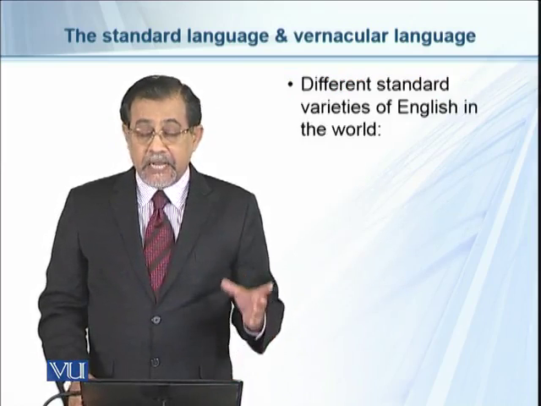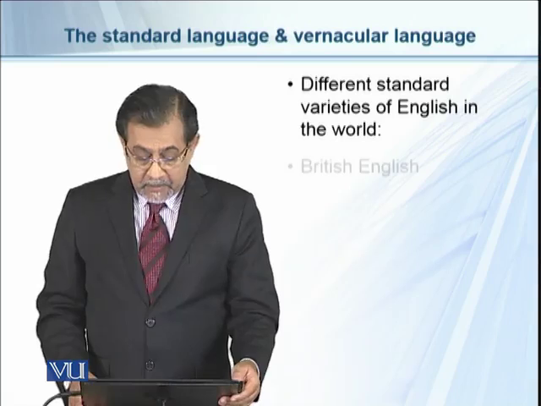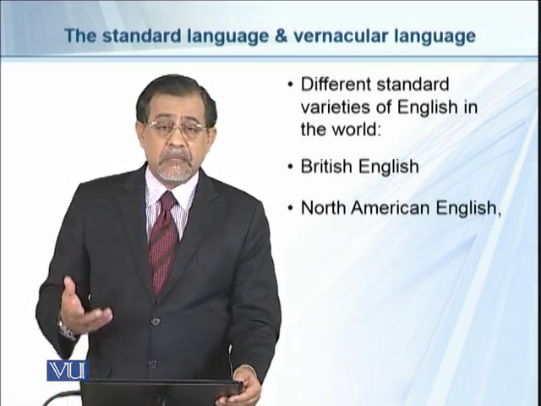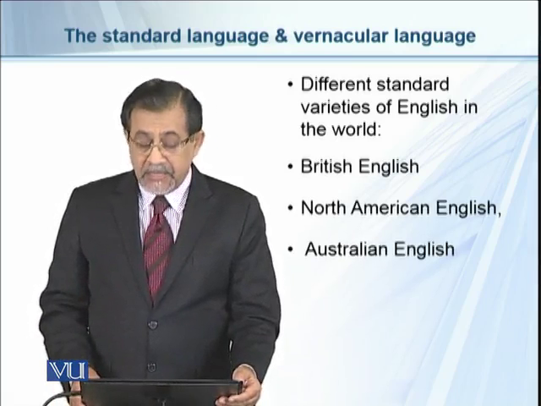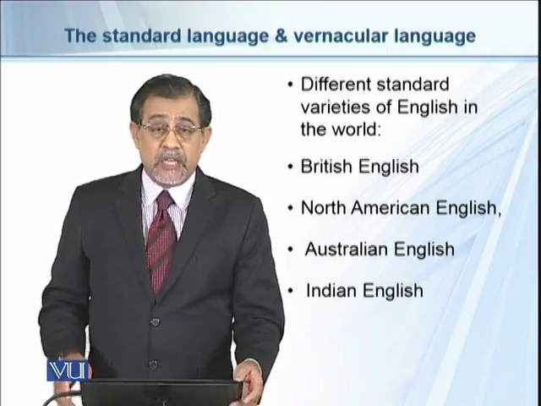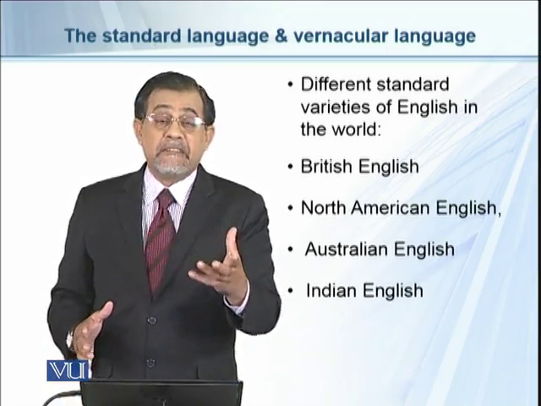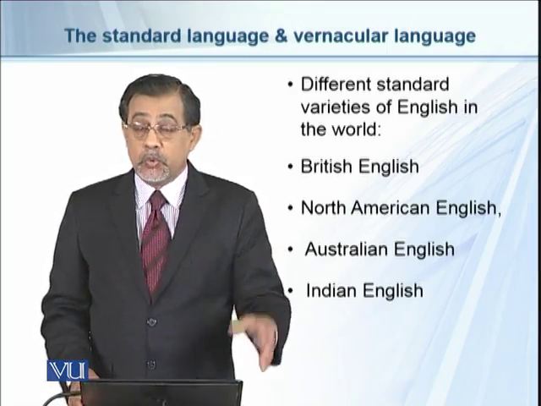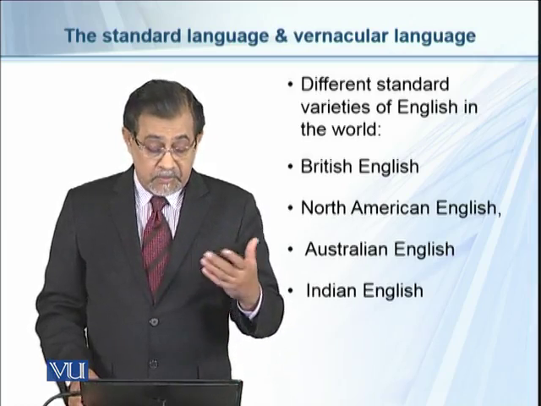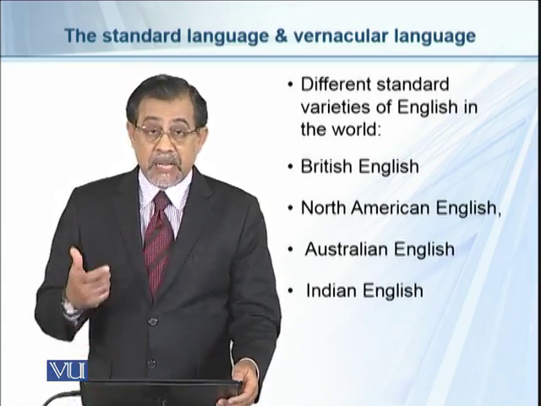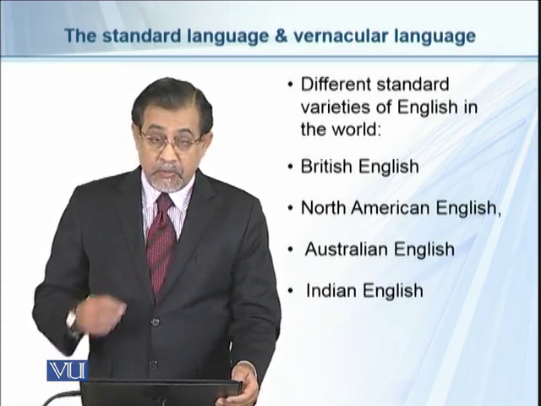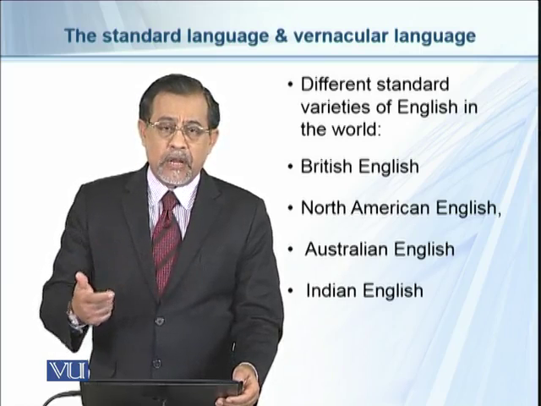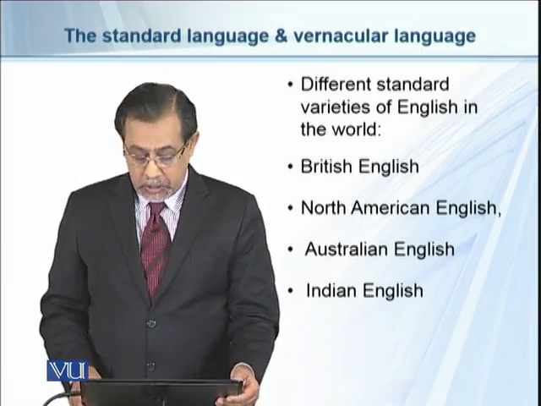So different standard varieties of English in the world, as I said, we have British English, which is a standard variety, North American, I mean American English, then Australian English and Indian English. Though it is not a native variety, it is different from the English being used in America or in Britain or by the native speaker. It has become a variety. So when you study different Englishes of the world, you will study the differences of native and non-native varieties of a language or English.